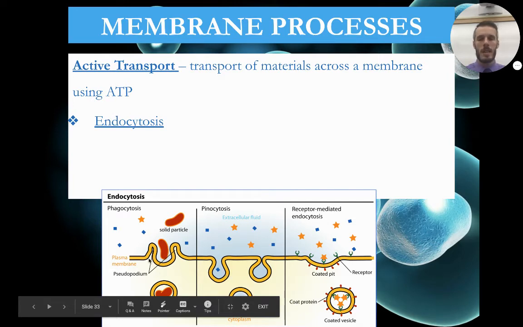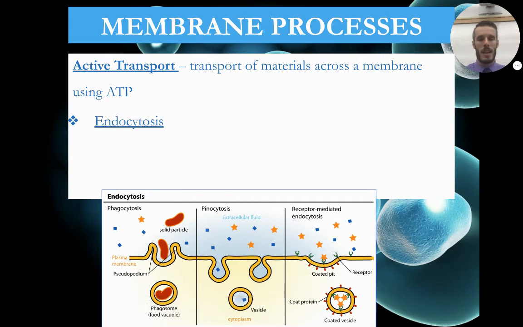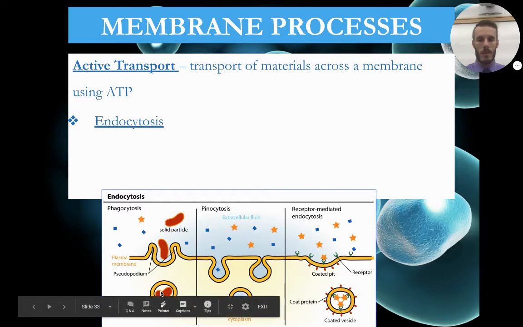So basically, the membrane is going to surround whatever it is that the cell wants to take in, and then it will form a vesicle around that and basically bring that into the cell. So the membrane surrounds it and pinches off and creates that vesicle that will enter the cell.